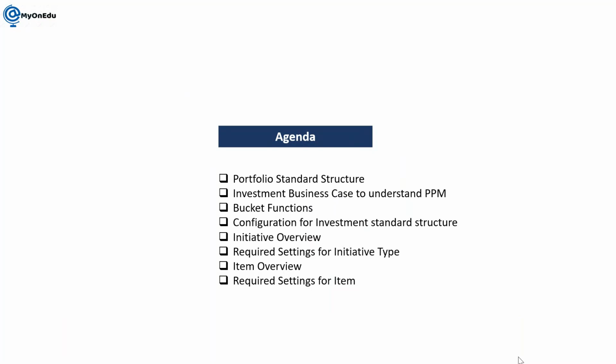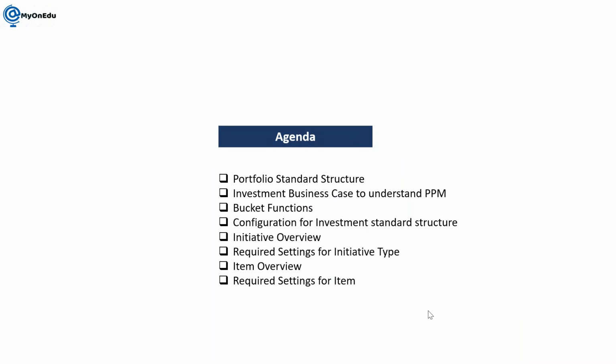Then we'll understand the complete standard portfolio structure, which has the investment, and the portfolio definition. Then it has the bucket structure, and what the basic functions of the bucket are. There are some basic functionalities of buckets which we'll try to understand as per the business process. And then configuration for the investment standard structure.